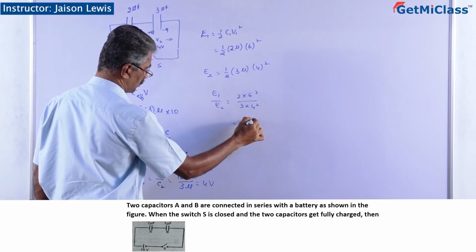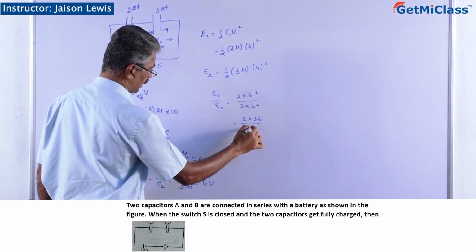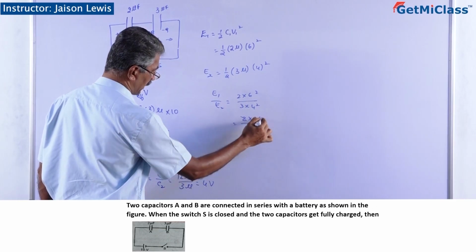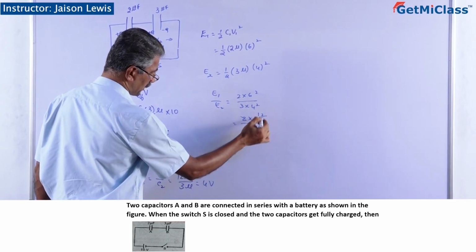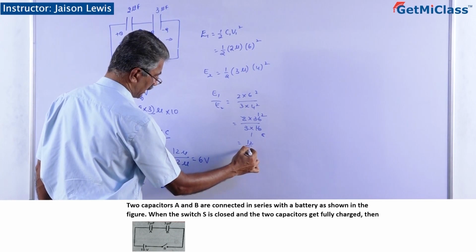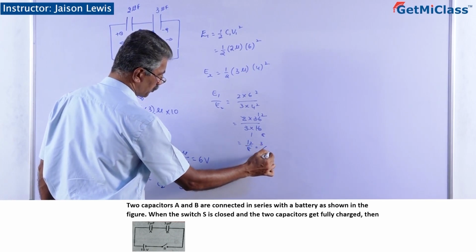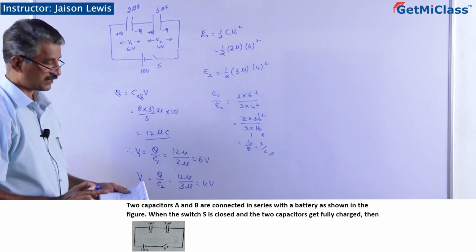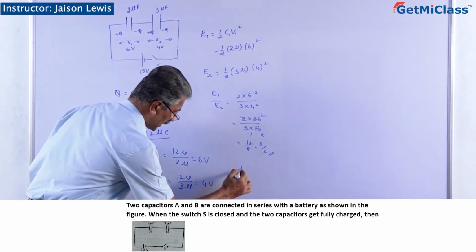So it is 2 into 36 divided by 3 into 16. So this is 8 and this is 12, therefore 12 by 8. So 4 3s, 4 2s. So 3:2. The option says 2:3. It's not right. Therefore only one option is right and that is B.